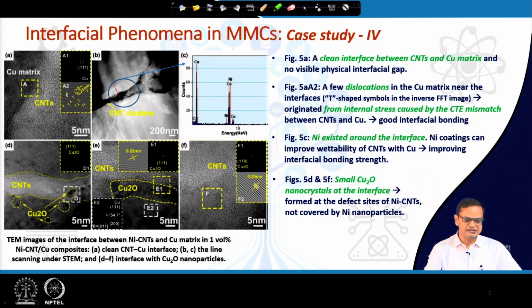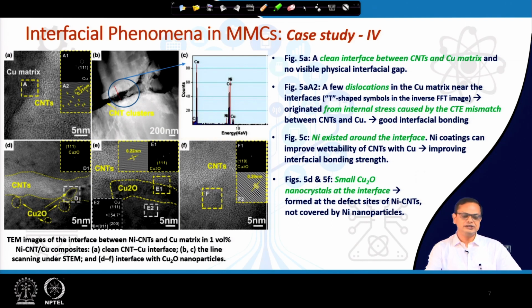You can also see here in this FFT image that these T shaped marks are basically showing some presence of dislocations. Now, this is very interesting. Now, from where are these dislocations coming? The dislocations could come during sintering if there is a mismatch in coefficient of thermal expansion, which would ultimately lead to some kind of residual stress generation, and this residual stress would lead to generation of dislocations. Most likely these dislocations are coming from those residual stresses at the interface.